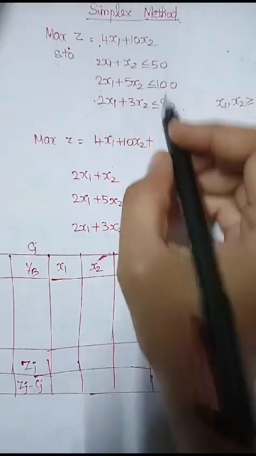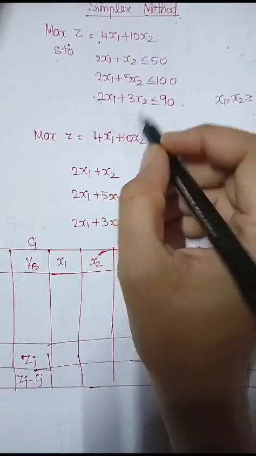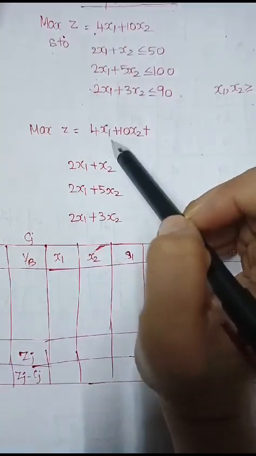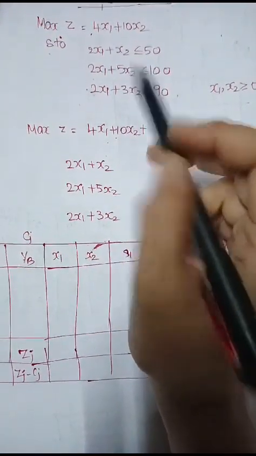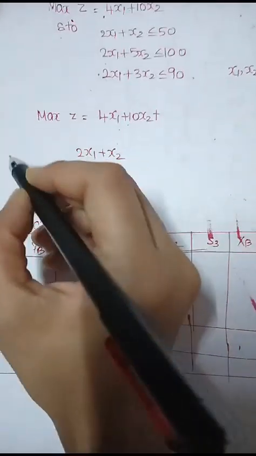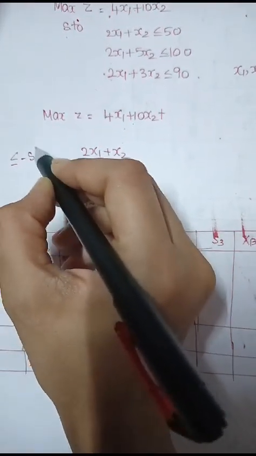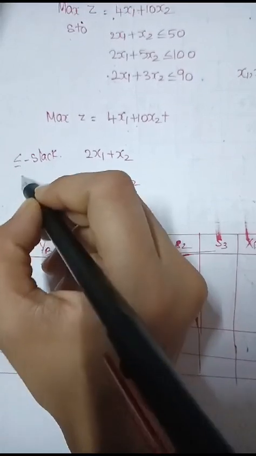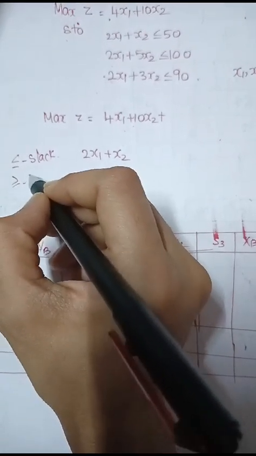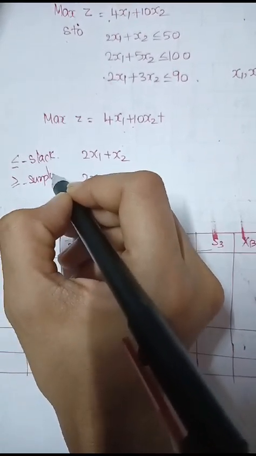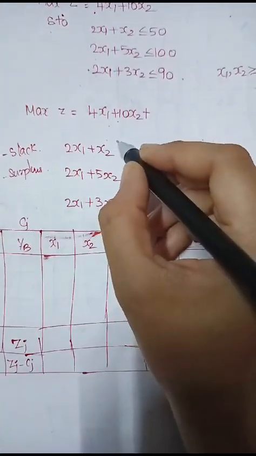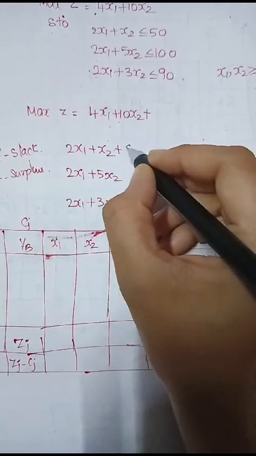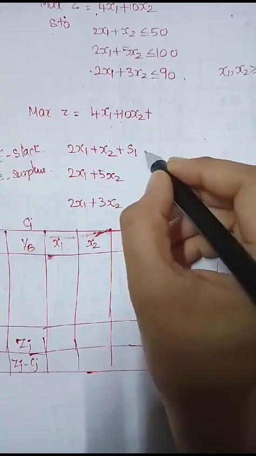Now first, you have to write the canonical form. For that, write the question as it is, and then add the slack variable if it has a less than or equal to symbol. If it is a greater than or equal to symbol, you can add the surplus variable. Clear?